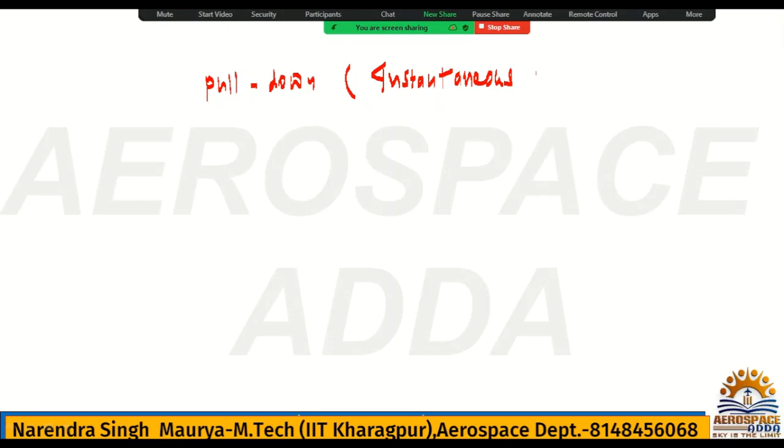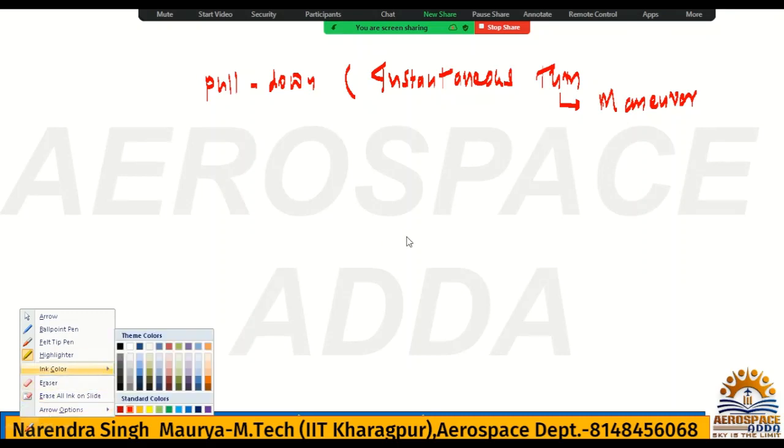So instantaneous turning, which is also called maneuver. That is nothing but maneuver. Maneuver in the vertical plane, because maneuvering is both in the horizontal plane as well as the vertical plane. So this maneuvering in the vertical plane will be called a pull down. So we can draw the diagram for the pull down also.